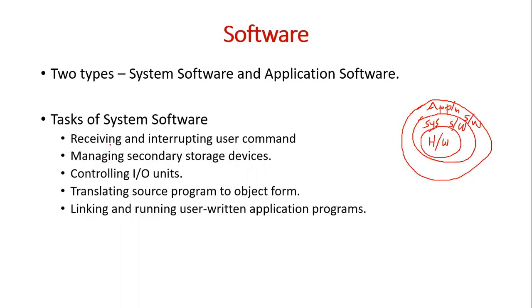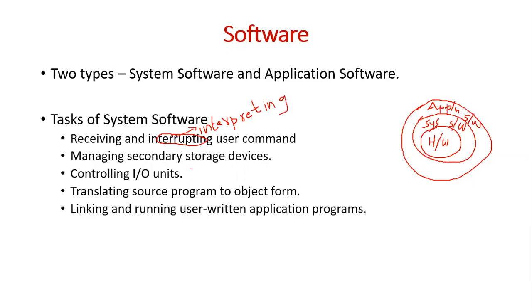These are the typical tasks a system software will do: receiving and interpreting user commands. For example, if you are typing something on the keyboard, say you are using a Linux command prompt and you are giving some commands, then there should be some software which receives that command, interprets it, and performs some operation. That is done by the system software. That is one of the tasks done by the system software.